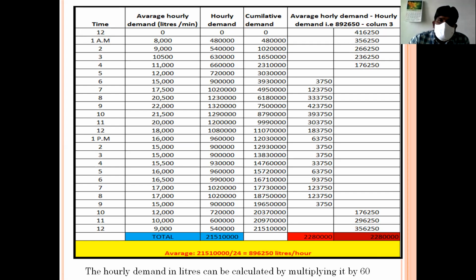Now, cumulative demand. Likewise, 9,000 into 60. Take your calculators and do the problem. 8 into 60 is 480, and 9 into 60 is 540, that is 5 lakhs 40,000. Likewise, we are able to find out the hourly demand, the third column.